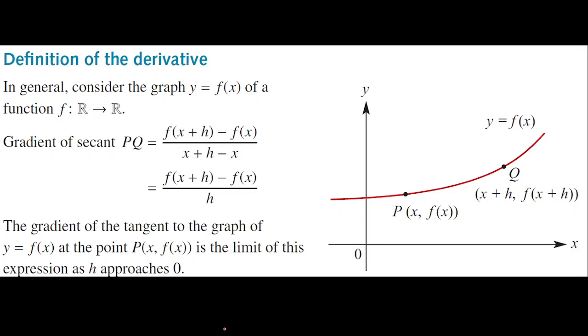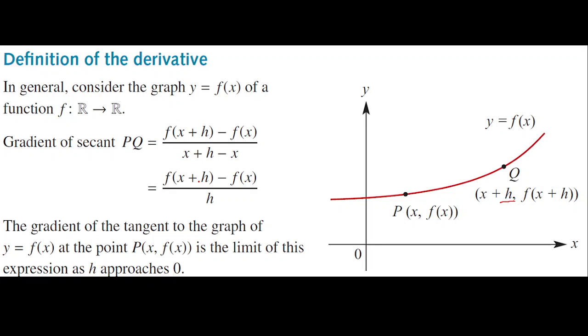Okay, the way we're going to rephrase that is, how do we define the derivative? So again, remember, we're looking for the tangent at point P. So we define a Q point, which is further away by h. We determine the gradient between P and Q, or the secant, which is the segment between those two, and that gives us f of x plus h minus f of x over h. That's your rise, and that's your run.